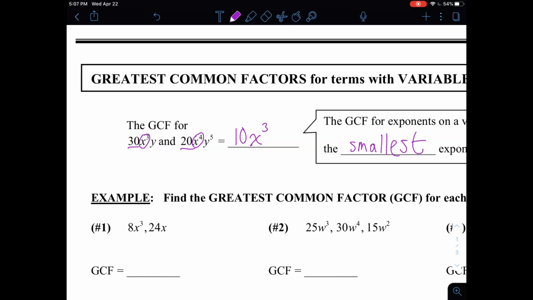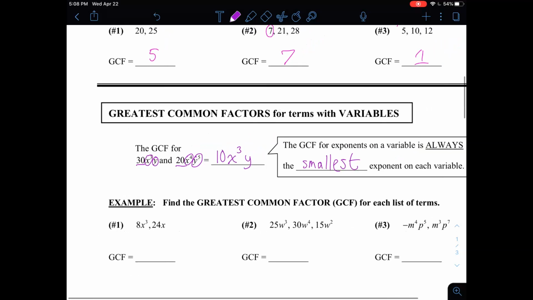It's going to be whatever the smallest exponent is. And then we have y to the first and y to the fifth. Which number is smaller, 1 or 5? It's 1, so we're going to put y. It's just a little bit trickier, and it gets a little confusing when you have really big stuff you're looking for GCFs out of. But it's always going to be the smallest exponent that you have there, okay?